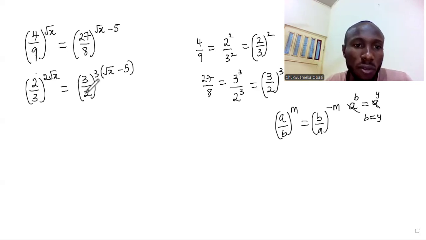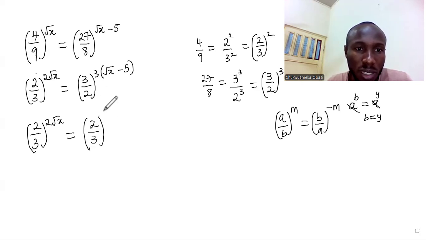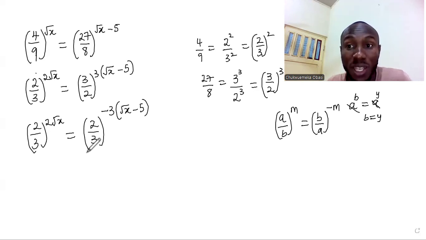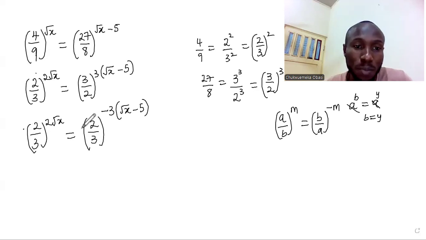So right now, I'm going to invert 3 over 2. This is 2 over 3 all to the power 2 root x, right? And now we want to invert, so that becomes 2 upon 3. Hope you're getting what I'm doing. Now it becomes negative, the power is negative 3 times (root x minus 5). Perfect. Now you see the bases are equal. So we can just cancel out the base and equate the exponent. That's the idea of solving this problem. I hope you're getting this stuff.